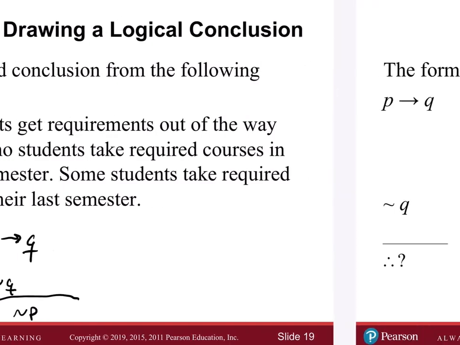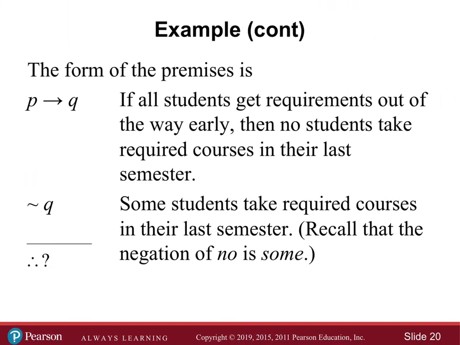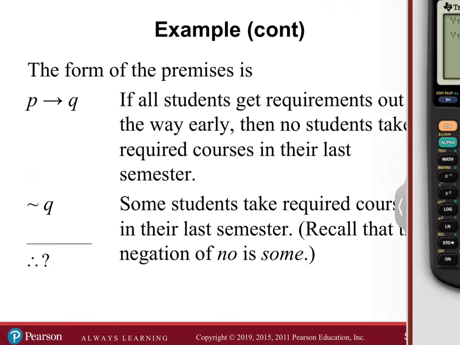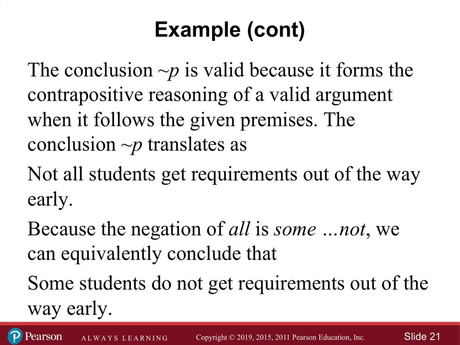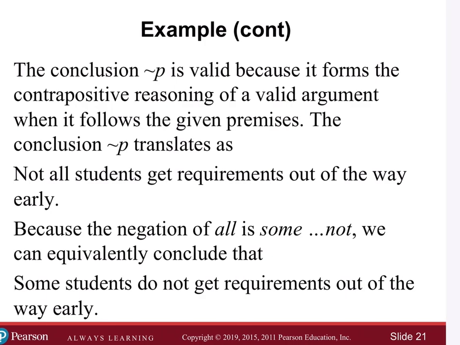Okay, let's look on the next slide. P implies Q, not Q. Therefore, oh no. The conclusion not P is valid because it forms the contrapositive reasoning of a valid argument when it follows the given premises. The conclusion not P translates as not all students get requirements out of the way early because the negation of all is some not. We can equivalently conclude that some students do not get their requirements out of the way early. All right, so I think that's the way we articulated it. Okay.